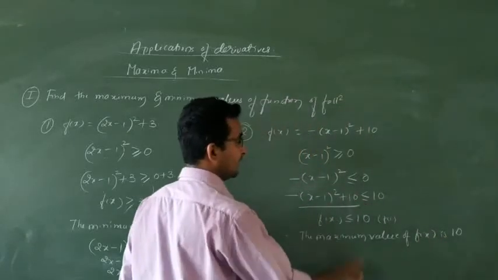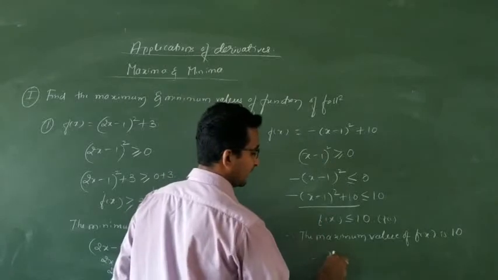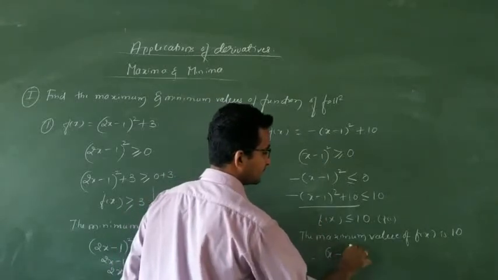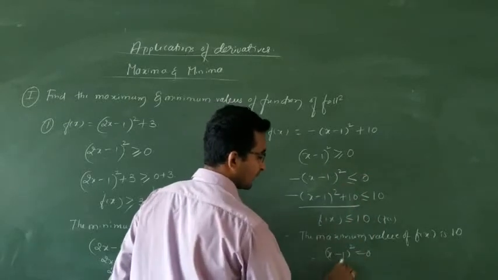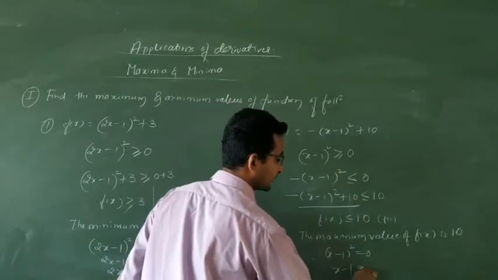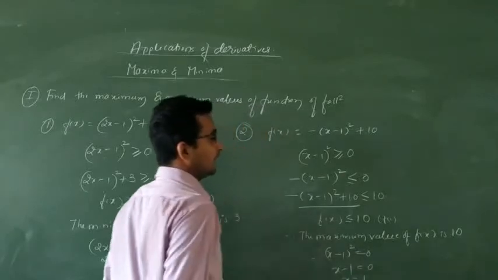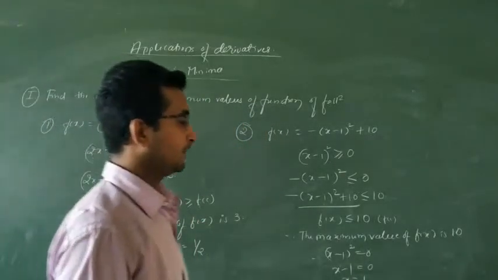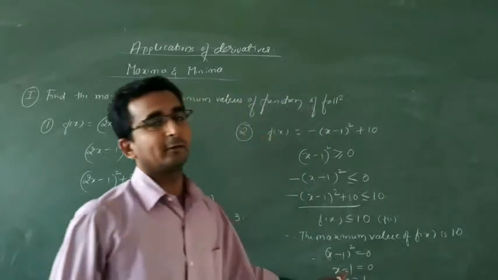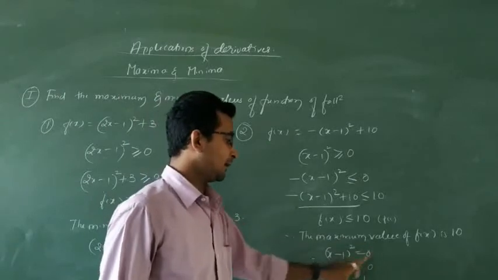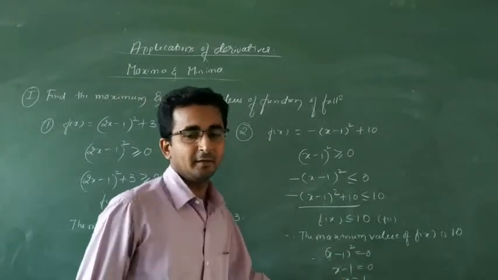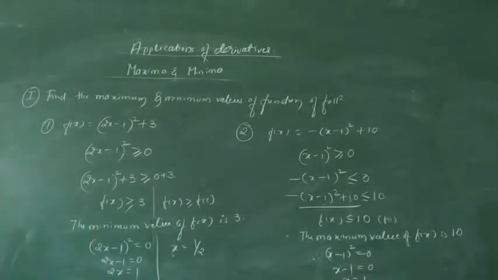Then we can say that the maximum value of f of x is 10. When do we get 10? Take this function: when (x minus 1) whole square is equal to 0, because we took greater than or equal to 0. The square root condition gives 0, then x minus 1 is equal to 0. So the maximum value of f of x is 10 when x is equal to 1. This is how we solve for the maximum and the minimum value of the function.